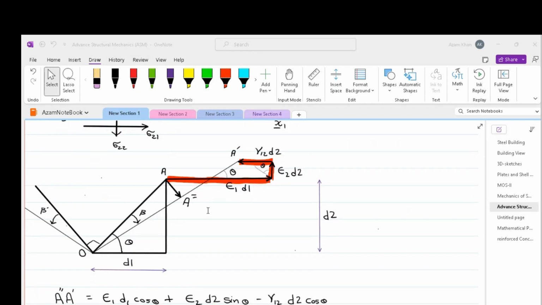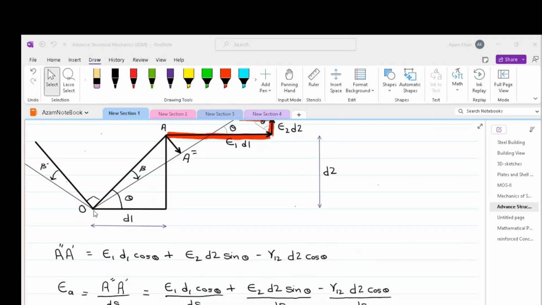Please note that instead of finding the components upon OA, we can also find them upon OA dash because the angle between OA and OA dash is very small. Please also note that along OA dash, strain 1 D1 is in the direction OA dash, and strain 2 D2 is again in the direction OA dash, whereas gamma 1 2 D2 is in the direction A dash O. That's why a negative sign appears in the case of gamma 1 2 D2 cos theta.